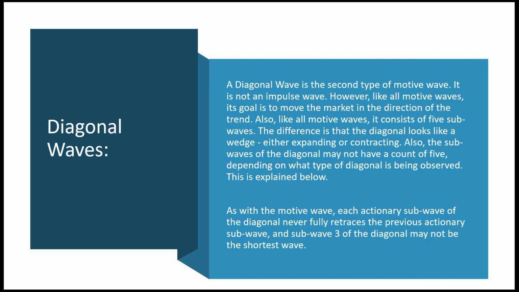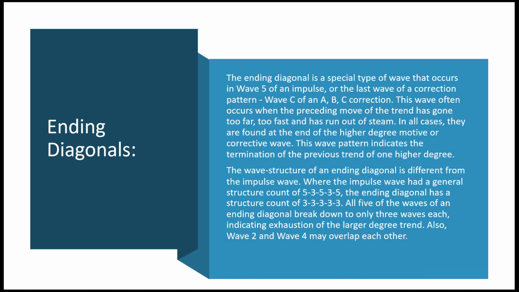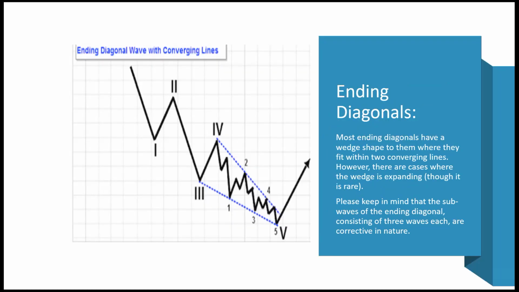Now, a diagonal wave is the second type of motive wave. It is not an impulse wave. However, like all motive waves, its goal is to move the markets in the direction of the trend. The difference is that a diagonal looks like a wedge, either expanding or contracting. Also, the subwaves of a diagonal may not count as 5. The ending diagonal is a special type of wave that occurs in wave 5 of an impulse wave.